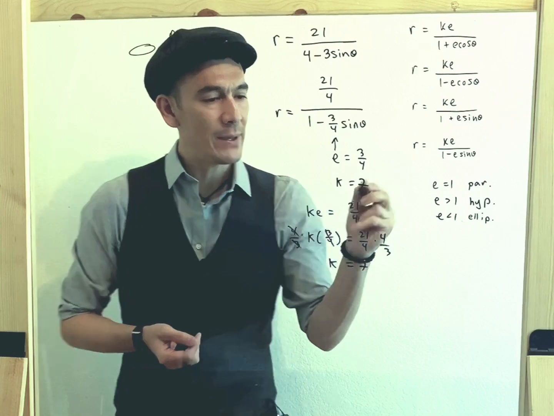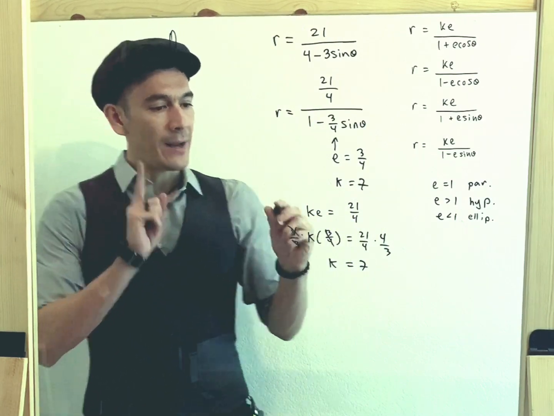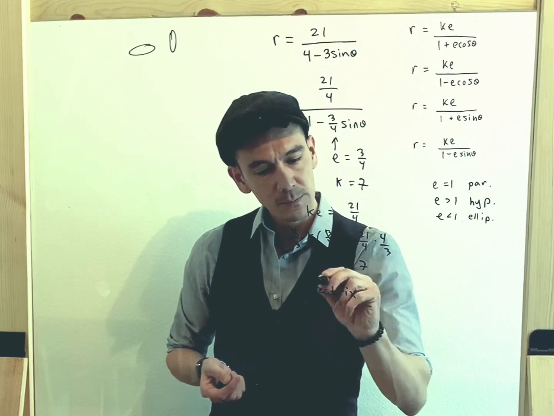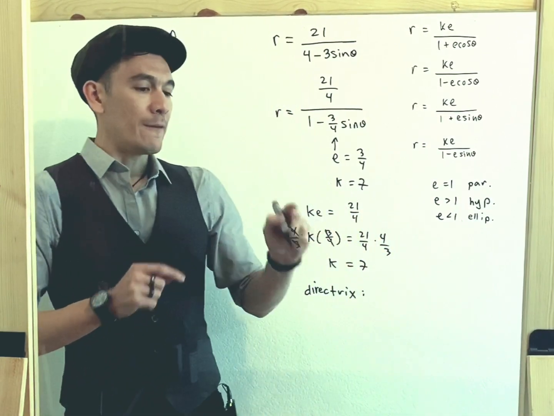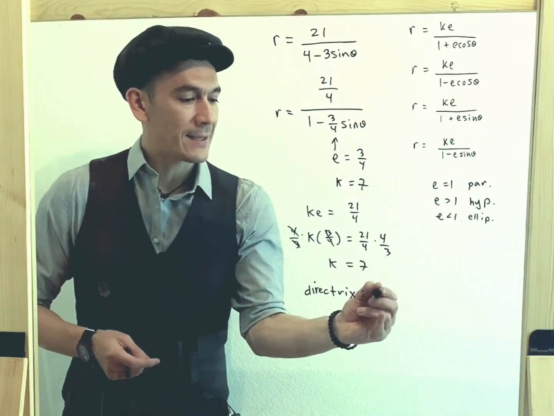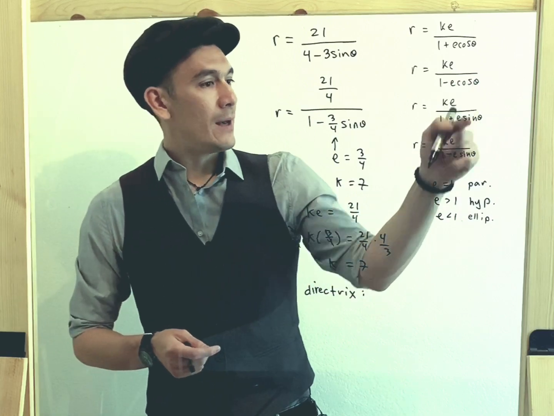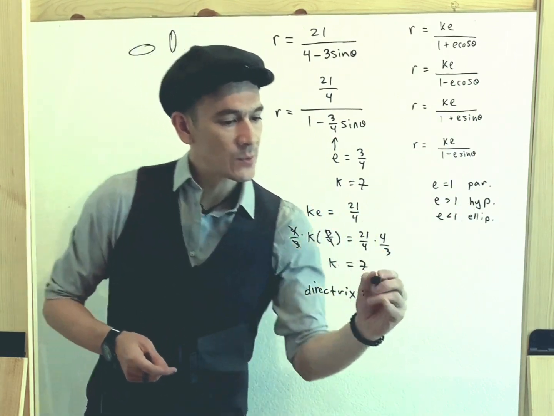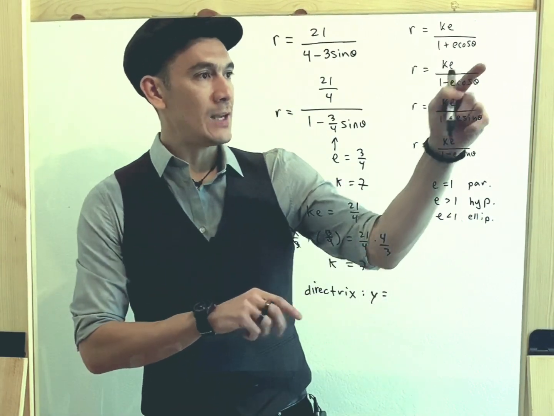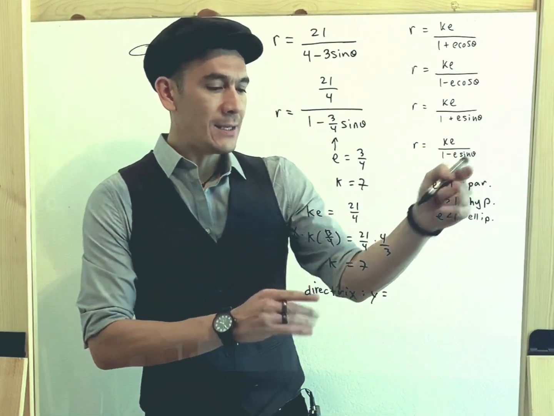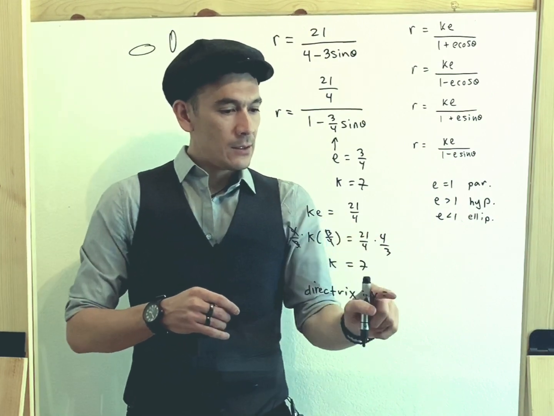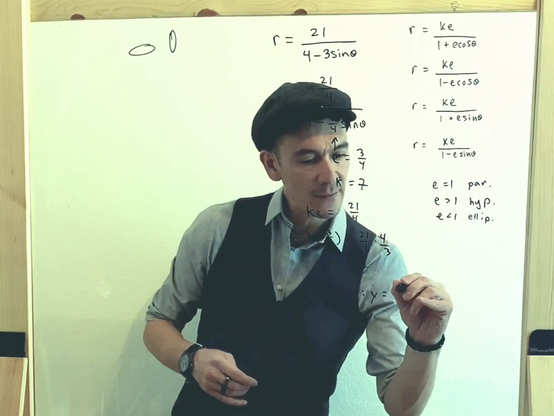Why does that help us? Because they also want the directrix. Now for the directrix, I'm not sure if I mentioned it, but I'll say it again. For the directrix, if you have a cosine, the directrix would be x equals. But if you have a sine, your directrix would be y equals. So for cosine, it's x. For sine, it's y. Now, what's the number that you put here? Well, you got to tell me what K is. K was 7, so put the 7 here.